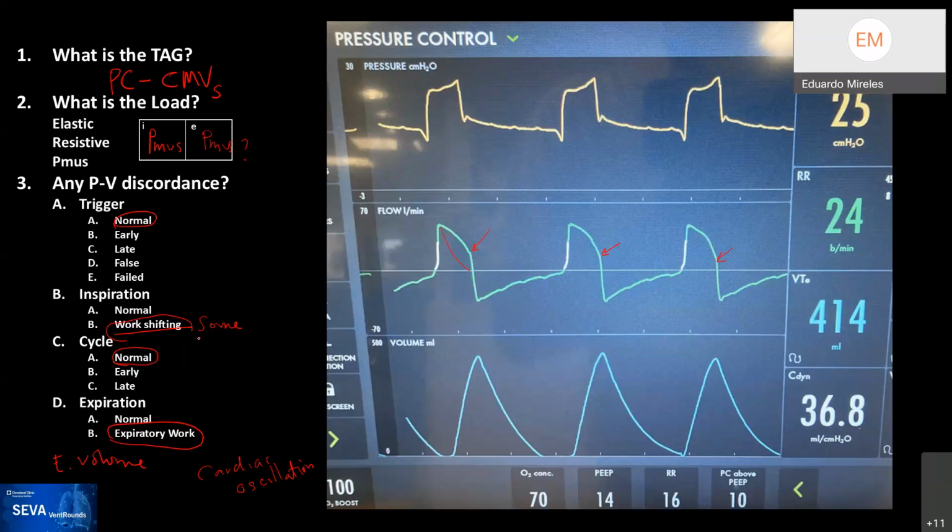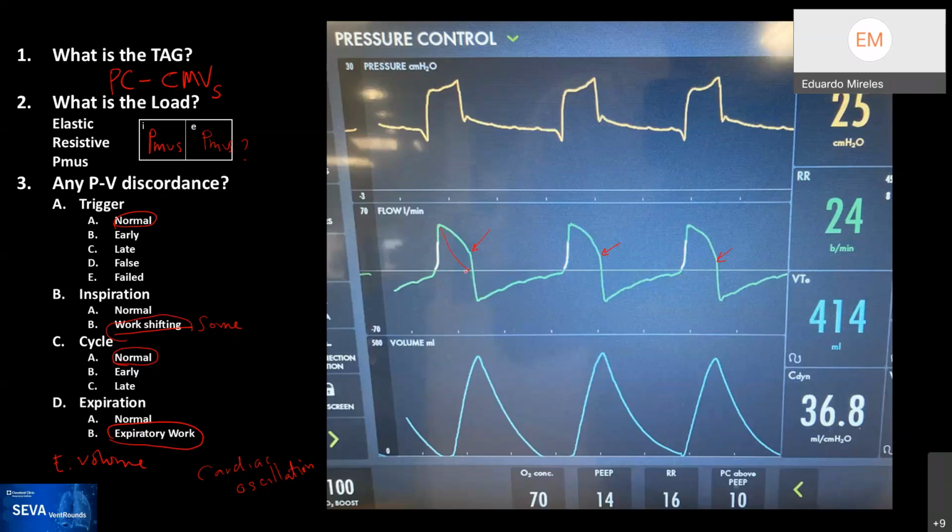And then you talked about work shifting during inspiration that goes with that inspiratory PMOS that you saw. You talked about the trigger being on time. Each one of them, even though there's this drop in pressure, the moment that it crosses the flow baseline, it's a flow trigger breath, and it pressurizes as soon as it can. And then the cycle is normal.